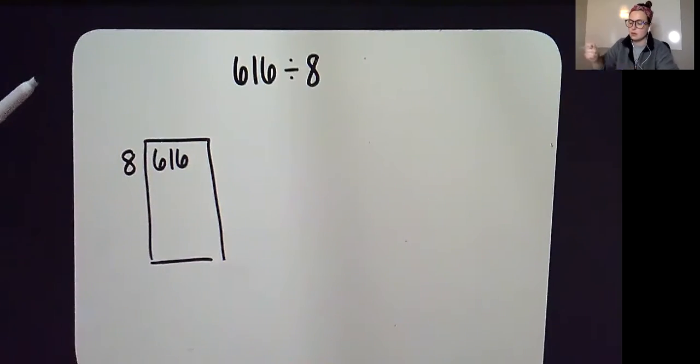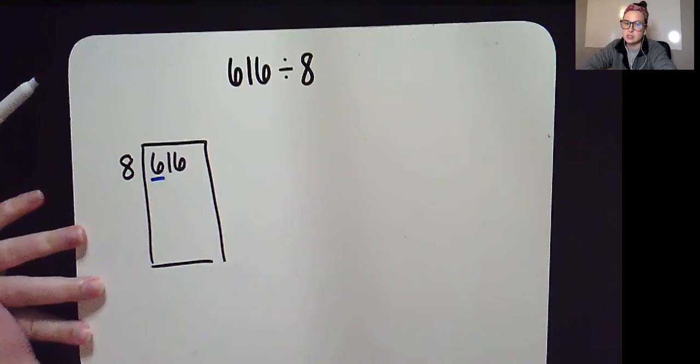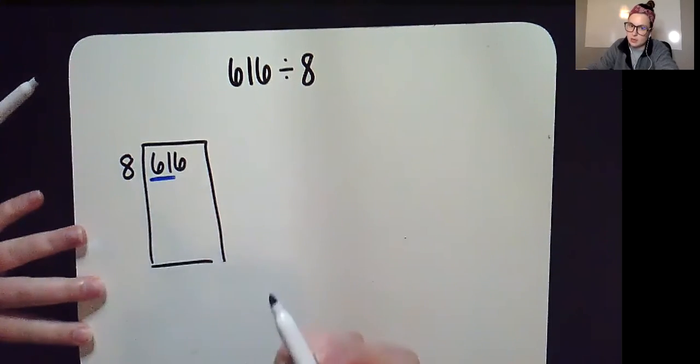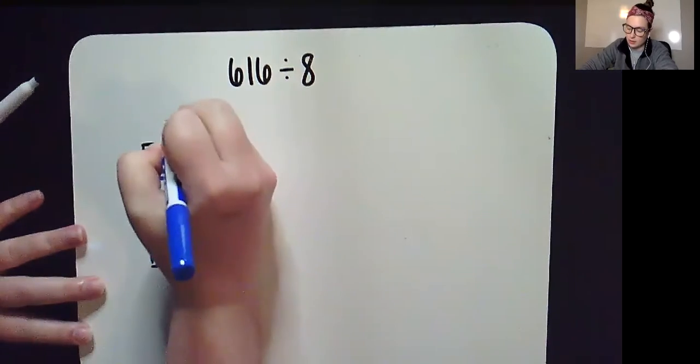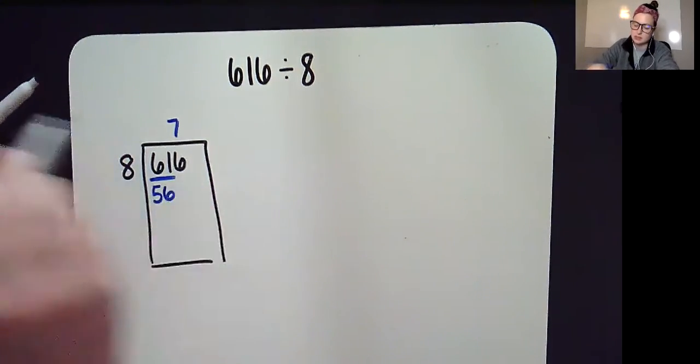I'm going to start on my first digit to the left, 6. If I have 6 dots, can I make a group of 8? Nope, absolutely cannot. So I'm going to add the neighbor. If I have 61 dots, how many groups of 8 could I make? Well, I could make 7 groups of 8, and that would use 56 dots.